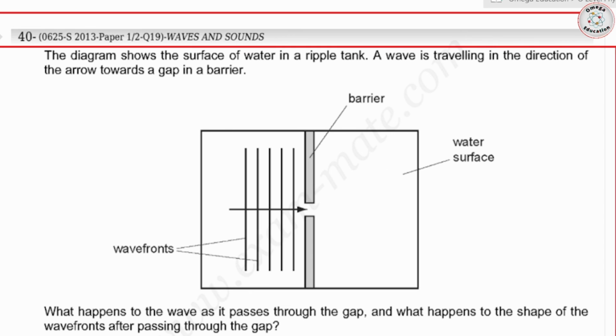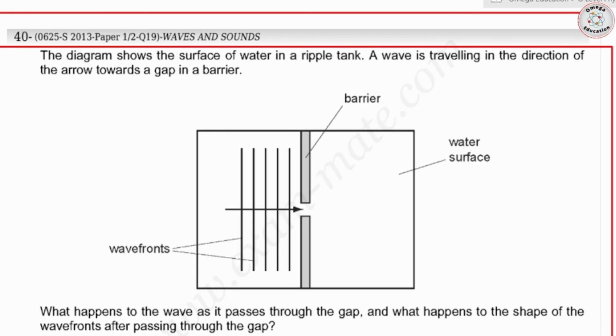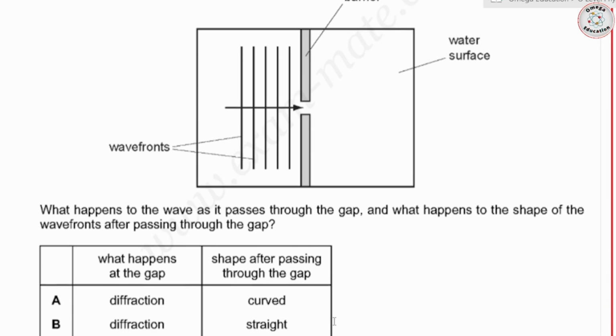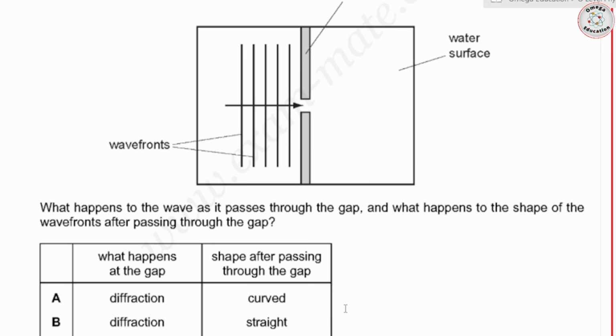Alright, on to the next one. The diagram shows the surface of the water in a ripple tank. A wave is traveling in the direction of the arrow towards the gap in a barrier. What happens to the wave as it passes through the gap, and what happens to the shape of the wave fronts after passing through the gap?